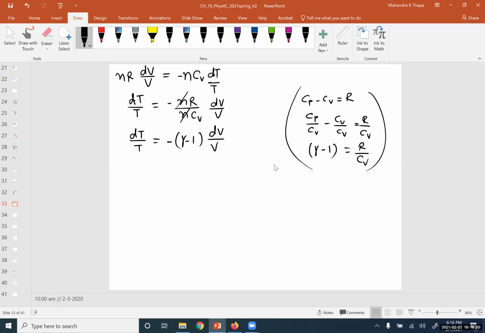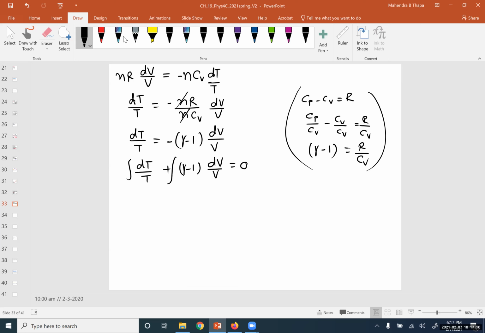Okay. Next, we can do integration. So I'm doing integration of dT over T. I take this to that side, so gamma minus 1 dV over V. So integrate. I'm doing integration on both sides.